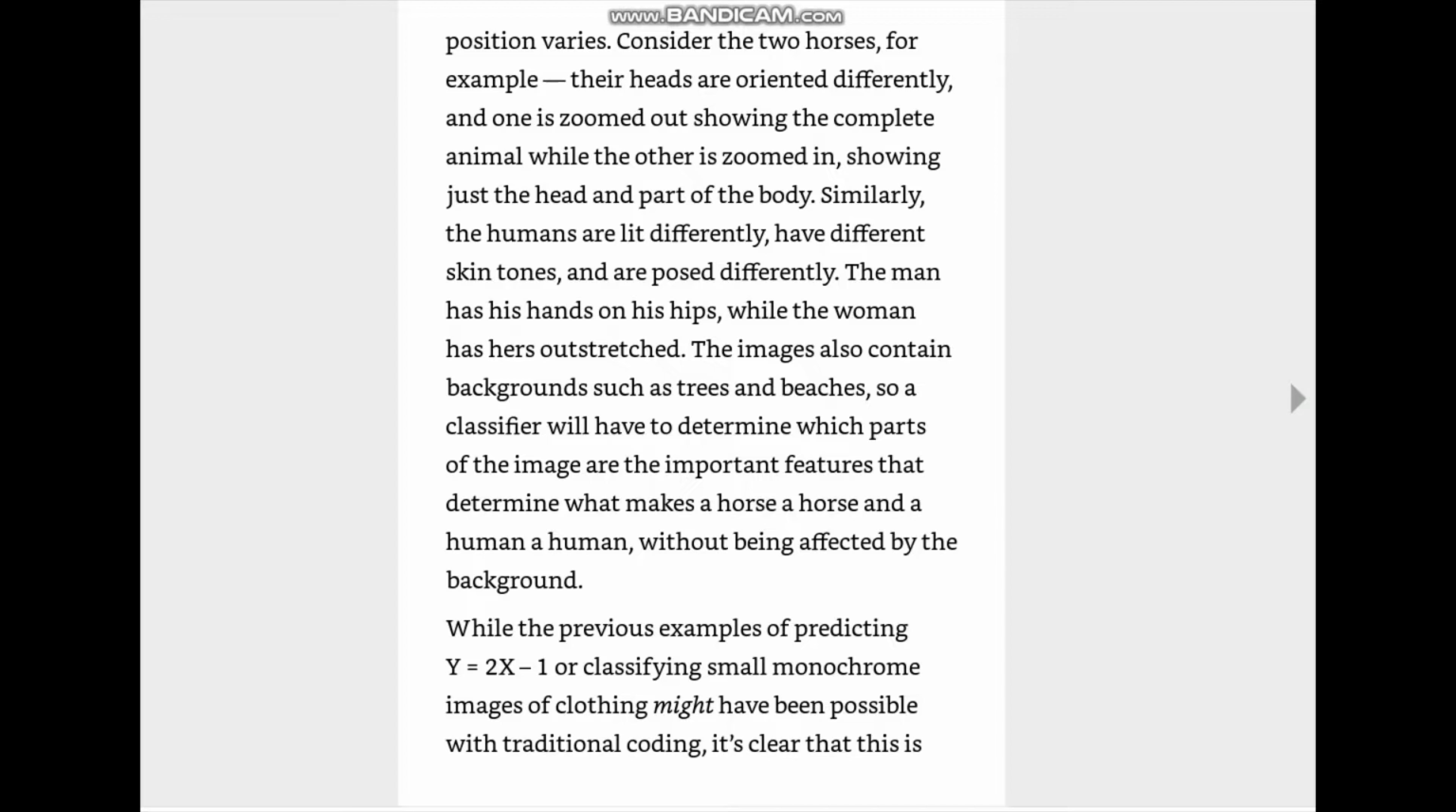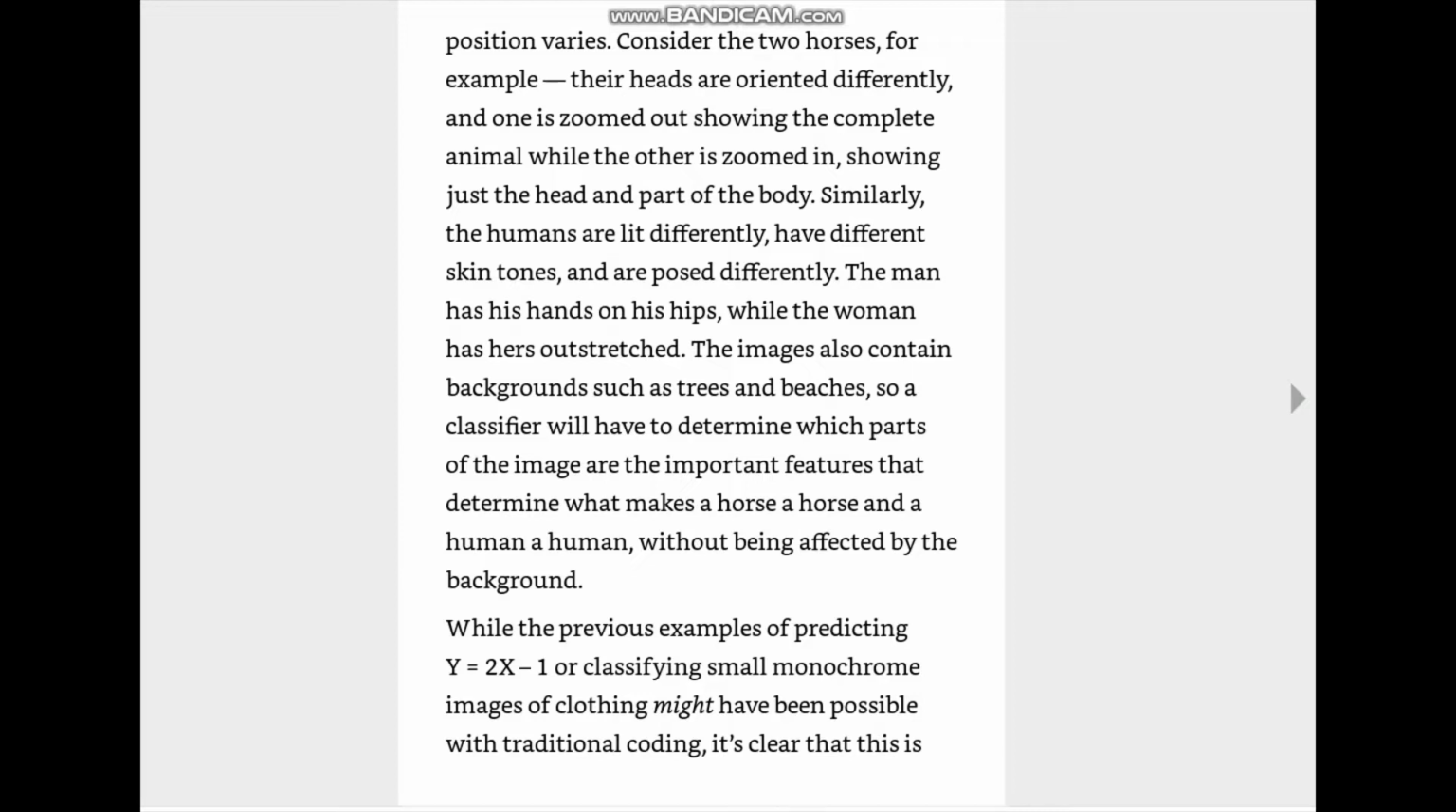The images also contain backgrounds such as trees and beaches, so a classifier will have to determine which parts of the image are important features that determine what makes a horse or a human, without being affected by the background. In the previous datasets, the images were focused in the center, with a plain background, no oceans or sandy areas or trees. But in this dataset, we have to find the important features of the image and determine what makes a horse and a human.